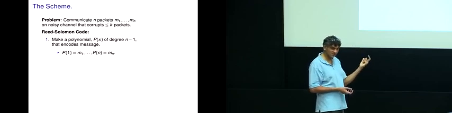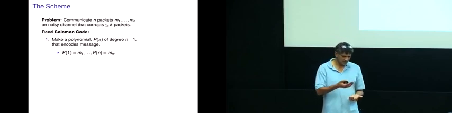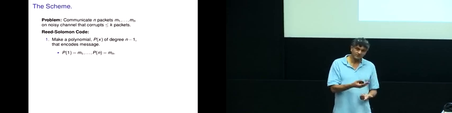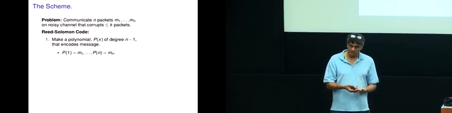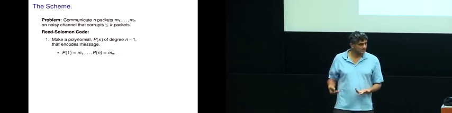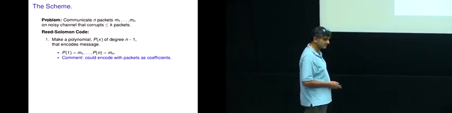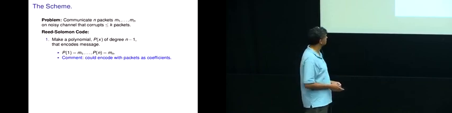I just changed the encoding scheme to be, instead of the coefficients of the polynomial, the value of the polynomial at 1 is packet 1. The value of the polynomial at 2 is packet 2, and so on. Okay? Which is the same. I could have encoded the packets as coefficients, but I just wanted to show you the other way. It doesn't matter. We do both.